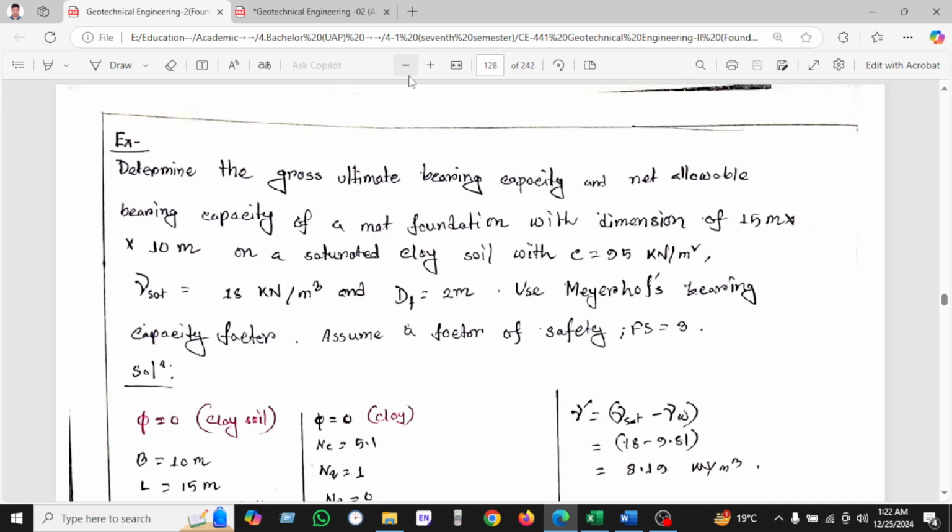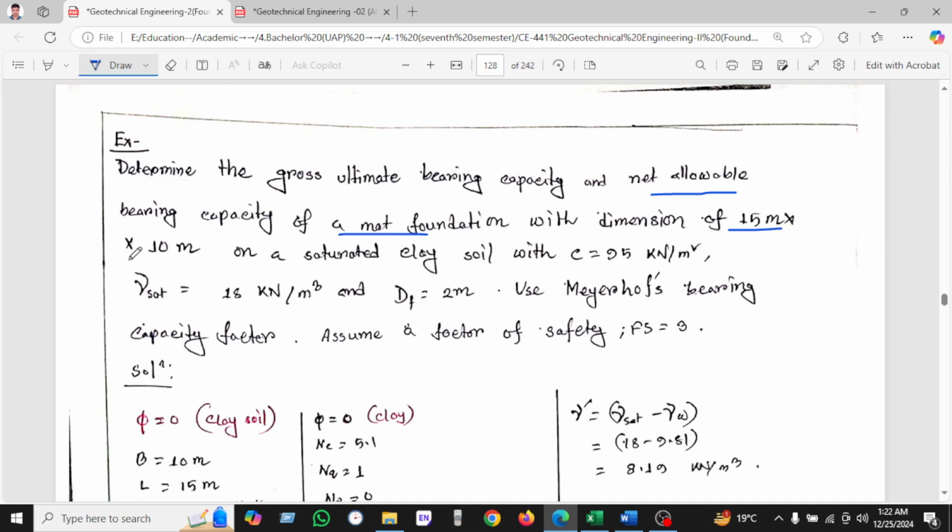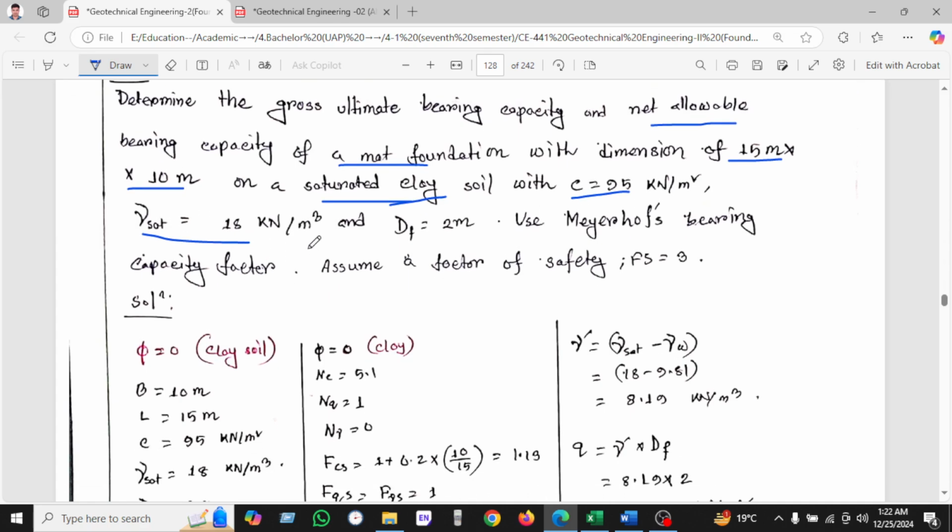So here is an example. We can see here: determine the gross ultimate bearing capacity and net allowable bearing capacity of a mat foundation with dimensions given as 15 meter by 10 meter on saturated clay. This clay has C equal to 95 kN per square meter and gamma saturated equal to 18 kN per cubic meter, and the depth of footing is 2 meter. Use Meyerhof bearing capacity. Assume the factor of safety is 3.